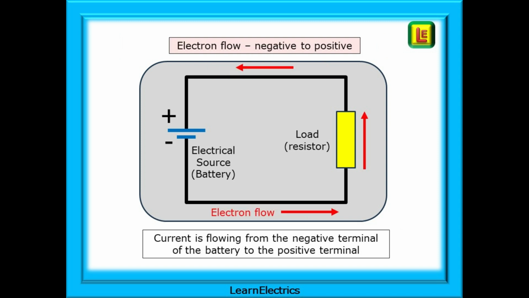Now we know that electrons move from negative to positive. It is electron flow that makes up electrical current, and this current is flowing from the negative terminal of the battery to the positive terminal.